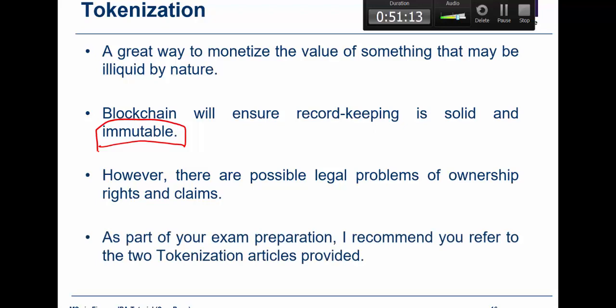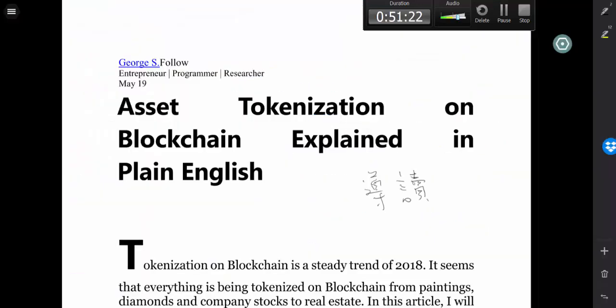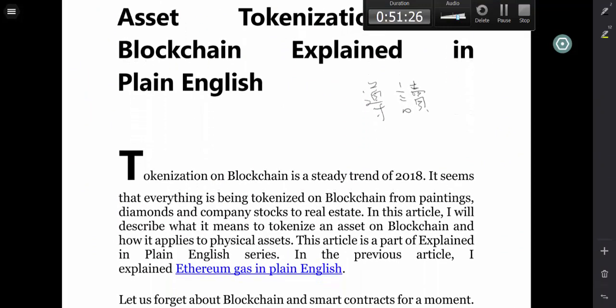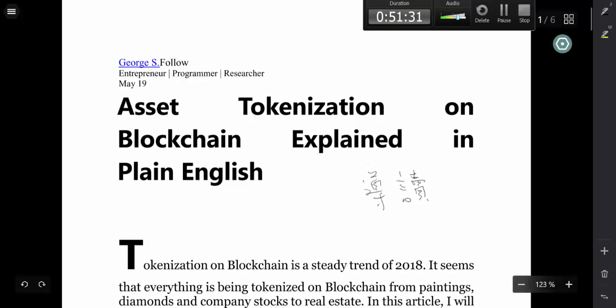I would recommend that you read the tokenization articles that I just highlighted. Okay, hold on, we're not there yet, because I want to show these to you. Now, the first one, tokenization on blockchain. You have to understand, ladies and gentlemen, there are a lot of doubts, I know, regarding cryptocurrencies. By now you know what cryptocurrencies are.